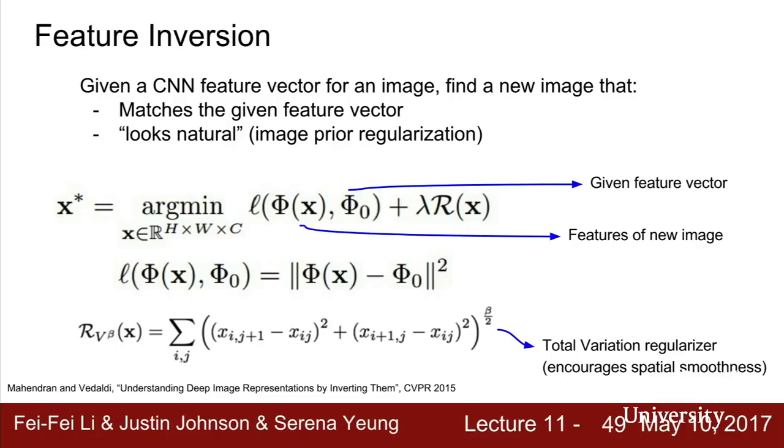And another kind of regularizer that you frequently see here is the total variation regularizer that you'll also see on your homework. So here, the total variation regularizer is penalizing differences between adjacent pixels, both adjacent left and right and adjacent top to bottom, to again try to encourage spatial smoothness in the generated image.